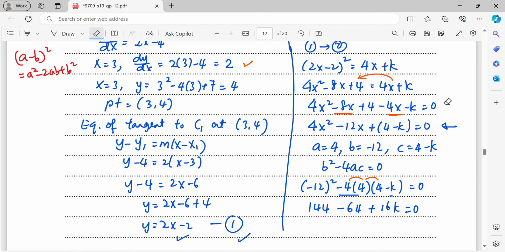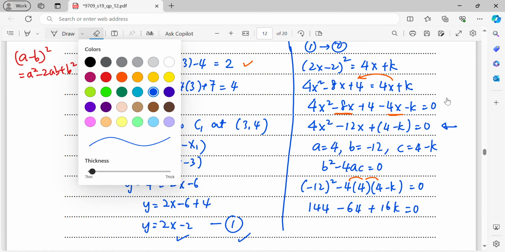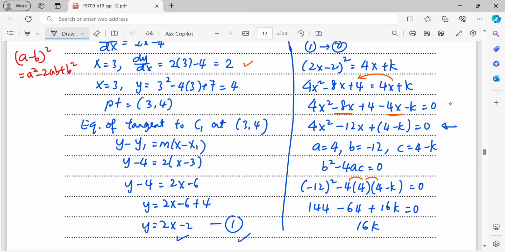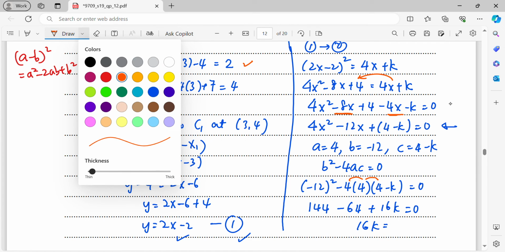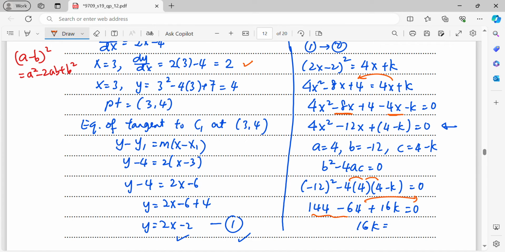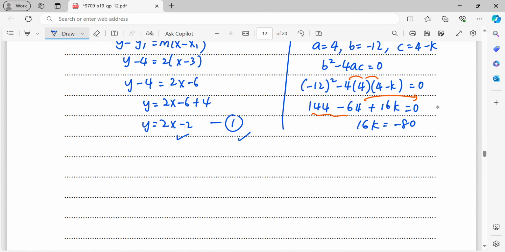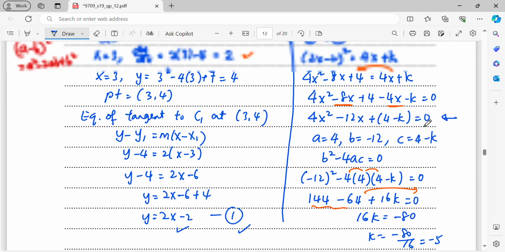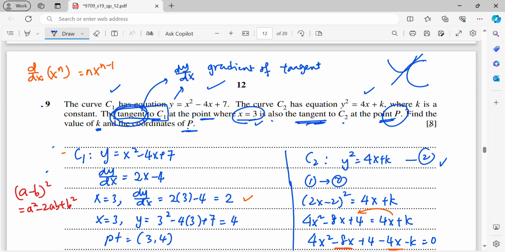Alright. Then from here, you will just solve the k. So now my 16k, okay, then these two values will be moved to the other side. So you will be getting minus 80. Therefore, your k is minus 80 over 16. That is minus 5. So we found the k, and now you need to find the p.